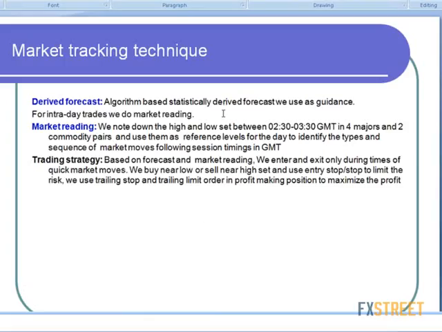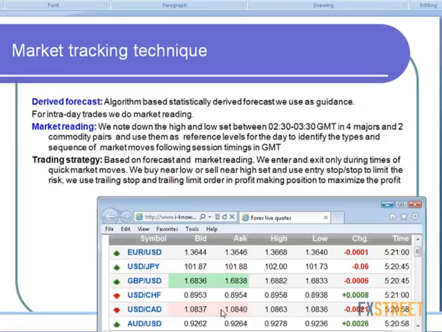So the derived forecast I explained to you, the market reading I explained to you. In the market reading, what you do is note down the initial low and the high around 3:30 GMT in 4 majors and 2 commodity pairs and use them as a reference level, because the players use them as a reference level for the entire day. Then we try to find out whether the market is moving above the initial high or below the initial low, and accordingly find out what sort of moves they are making in the market.